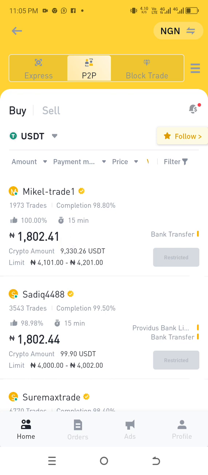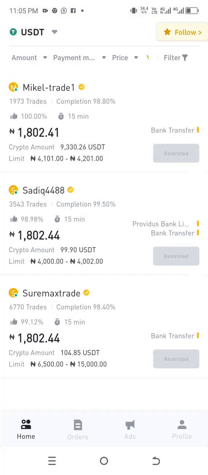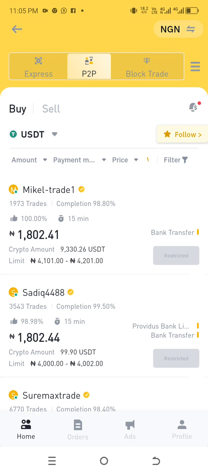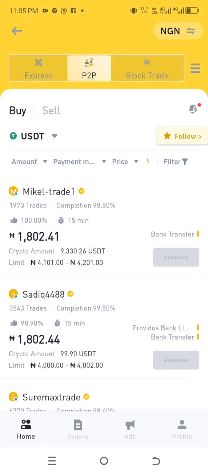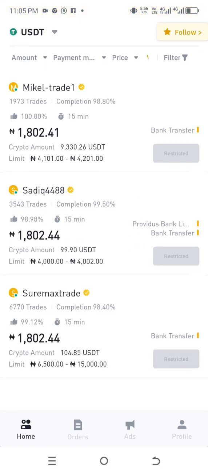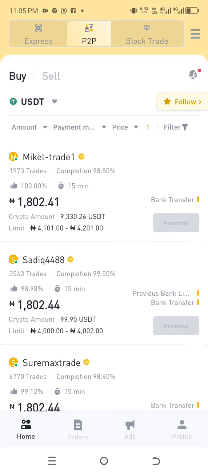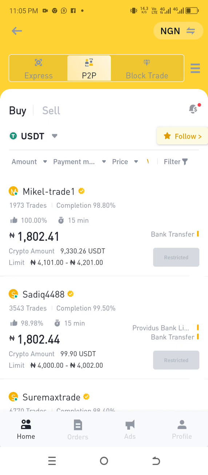Let's say you buy from Binance. Because of the increments, a lot of people are not posting ads, but they will soon be available here. So all you need to do is buy from Binance. Let's say you buy 100 USDT at 1802.